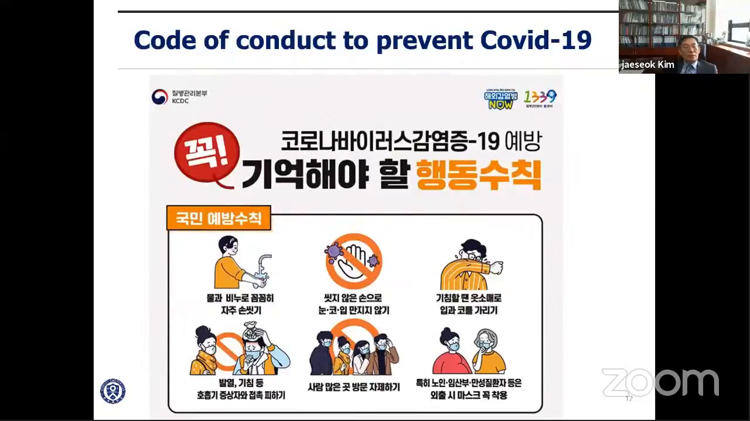This is a sample poster for the code of conduct. This one includes a picture with a short description for each rule. It's in Korean now.